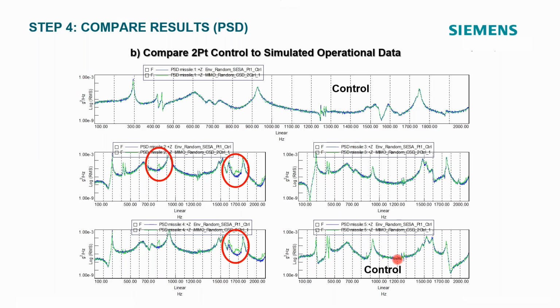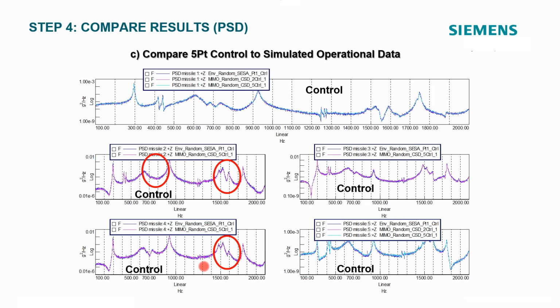Then we go to the second case where we have 2-point control. So point number 1, point number 5, those are controlled very nicely. Those would be very nice, acceptable results. However, if we want to look at the other points and compare those to what we should be achieving, you can still see some degree of over testing and under testing.